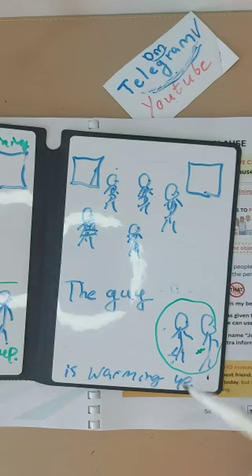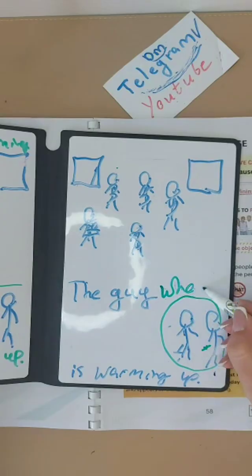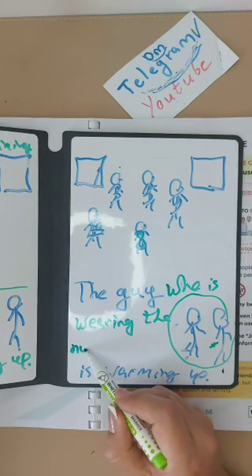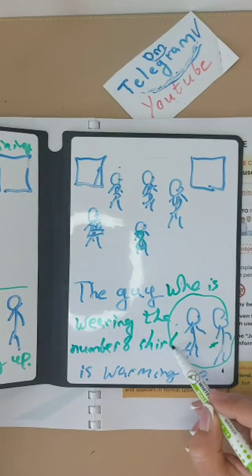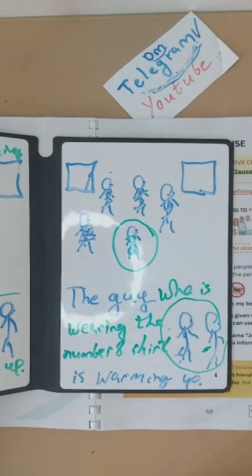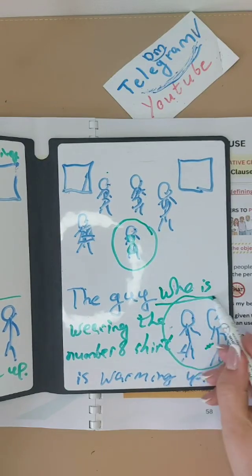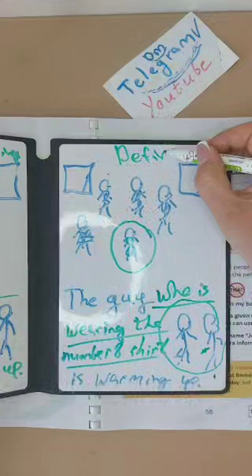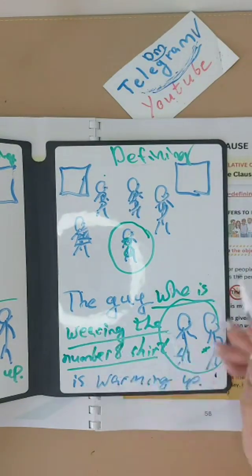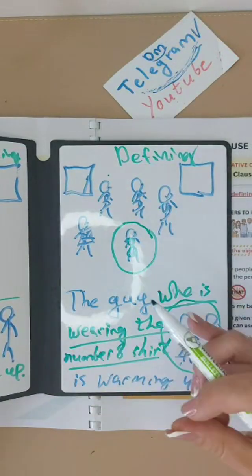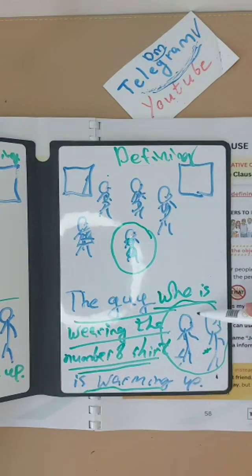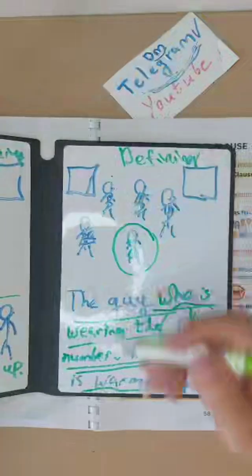But if I tell my friend, the listener, the guy who is wearing the number 8 shirt is warming up. Now the listener understands that I'm talking about the number 8. This information is essential. This is a defining relative clause. And here we don't need commas because the whole sentence works together like a team. Each clause matters, okay, to make the sentence complete and make the listener understand which guy we mean, which guy we are talking about.